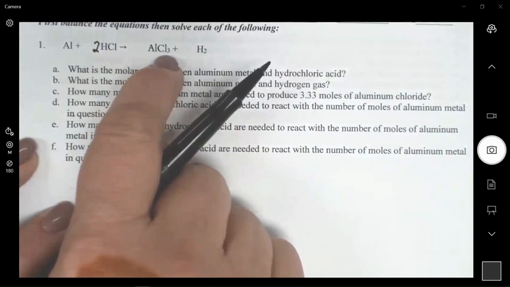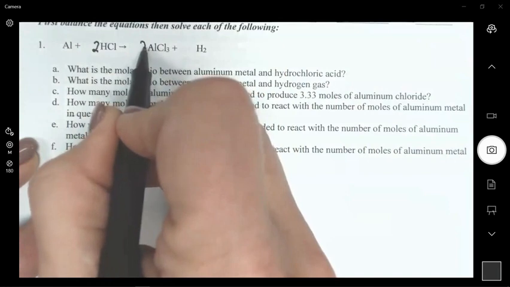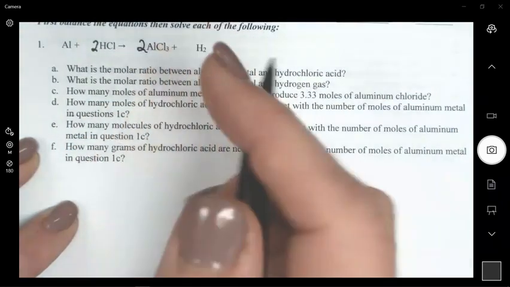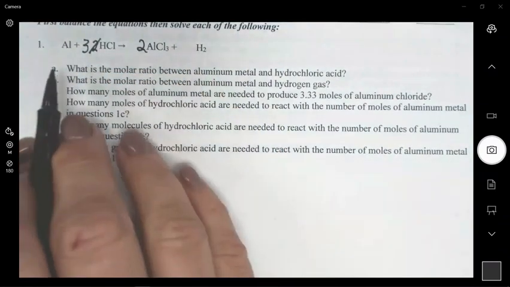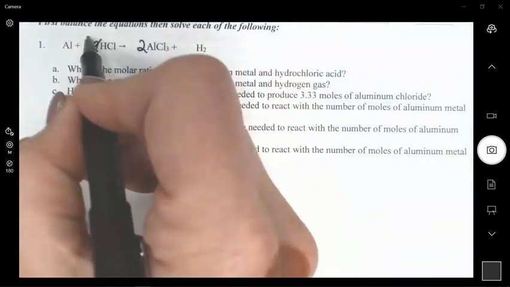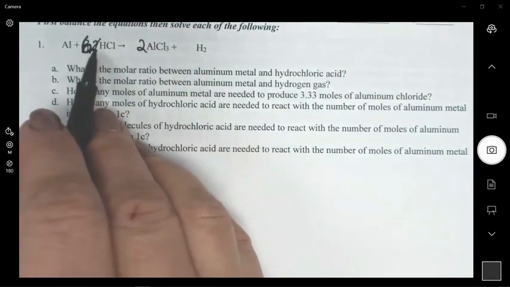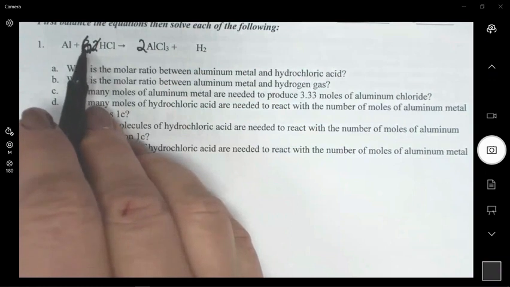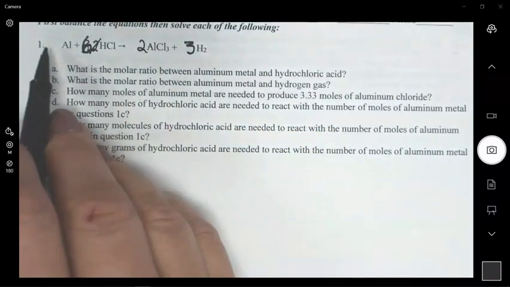When you have 2 and 3, what do we do? Make 6. 2 and 3, we make 6. So if I multiply this by 2 and this by 3, wait, that doesn't work, because then I need 3 hydrogens, right? So maybe 6. I have to multiply this by 6. Yeah, because this is 6 and that's 6. So 6 HCl. I need 3 here. What has it done to my aluminum? 2 here.